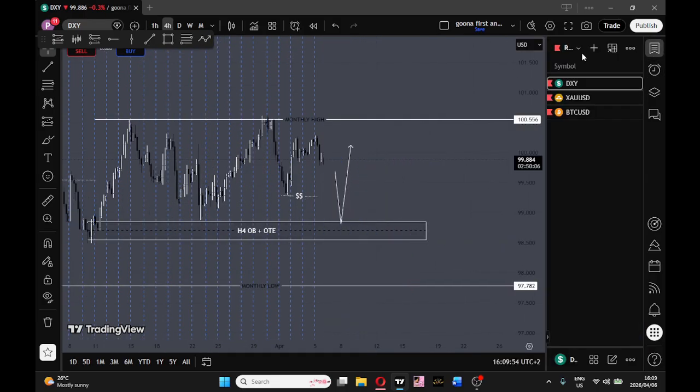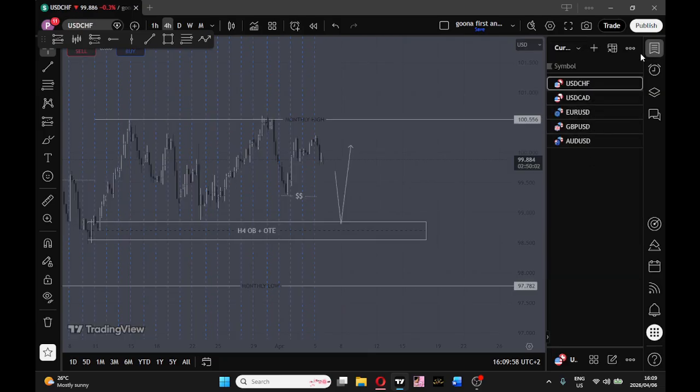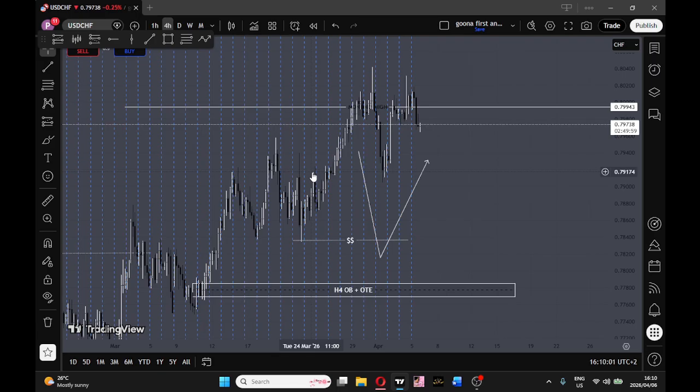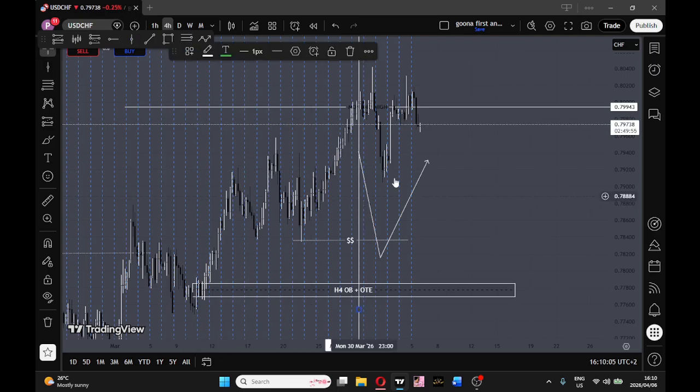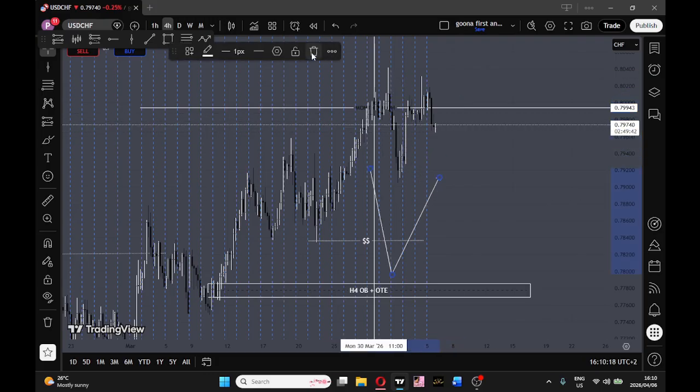Then let's move on to our currency pairs, to USDCHF. Yeah, let's go there. Let's go to Monday. Yeah, Monday's previous weeks. We wanted for it to move down before pushing up, but it already pushed up and made this little bit of a retracement, but it did not sweep our liquidity.